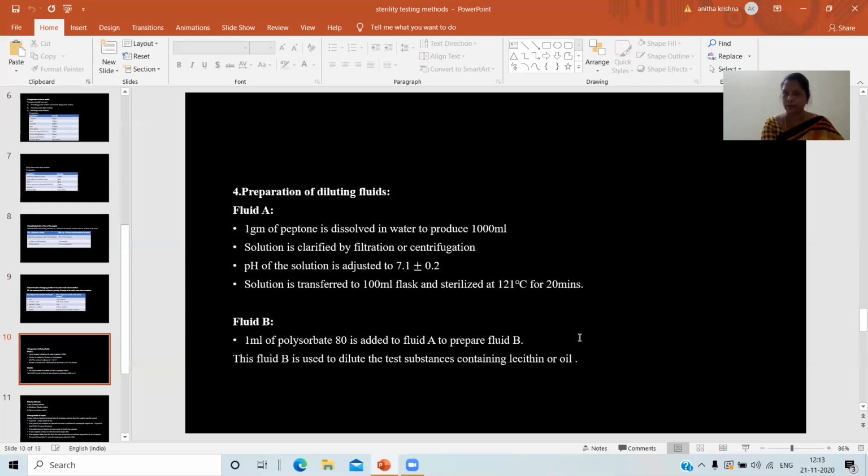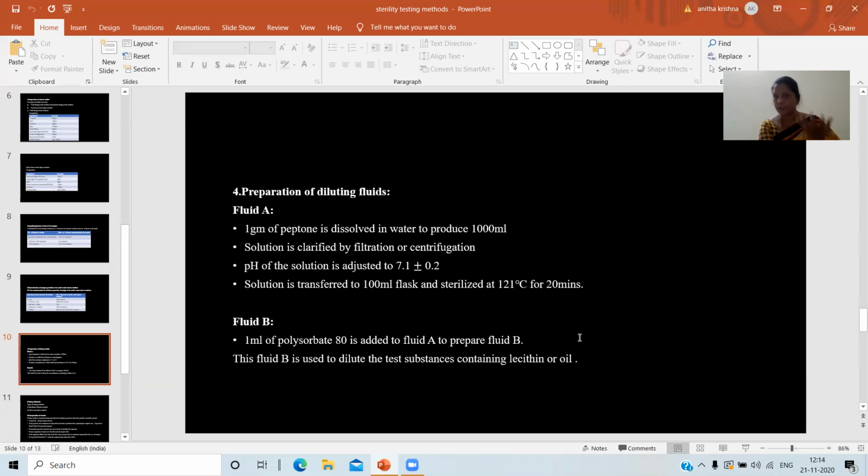Now, when you talk about fluid A, how to prepare fluid A: you have to take 1 gram of peptone and add it to water and make it up to 1000 ml. So you are adding 1 gram of peptone in water, and that solution is made up to 1000 ml. This 1000 ml solution, what you have made, has to be clarified. Clarification in the sense filtered or cleared. It can be clarified either by a filtration procedure or by a centrifugation procedure.